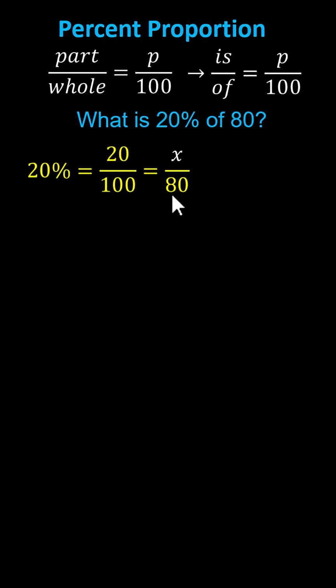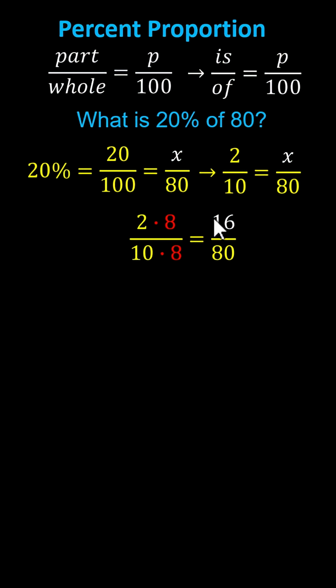Now to determine equivalent ratios, let's first simplify the ratio of 20 to 100 by dividing both 20 and 100 by 10, which gives us the equivalent proportion, the ratio of 2 to 10 equals a ratio of x to 80. And now focusing on the denominators, because 10 times 8 equals 80, to find x, we multiply 2 by 8. 2 times 8 is 16, giving us the ratio of 16 to 80, and therefore x equals 16, which means 16 is 20% of 80.